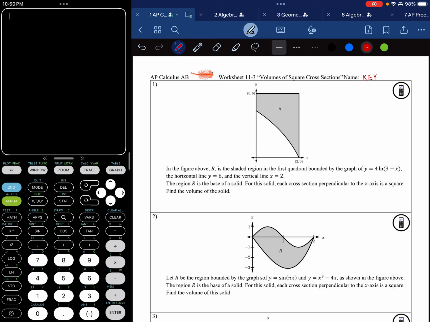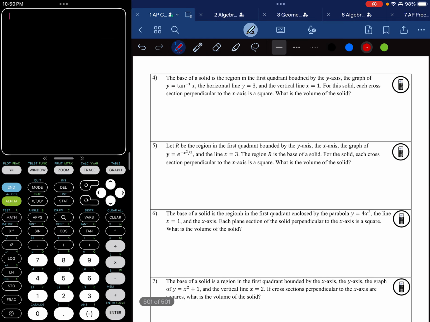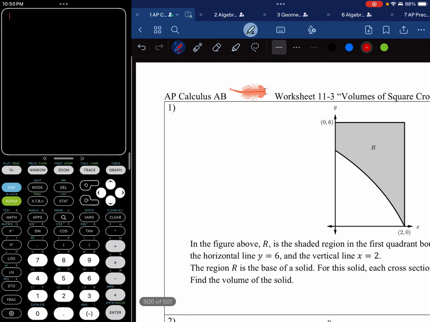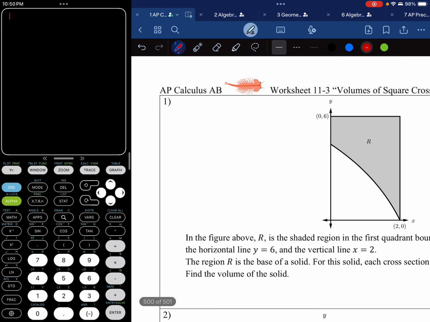This is AP Calculus AB Worksheet 11-3 for volume of square cross-sections. In each of these problems, it looks like we have calculator enabled. Let's dive right in. In number one, and in fact in all of these problems, essentially we have a checklist of all the things we need.